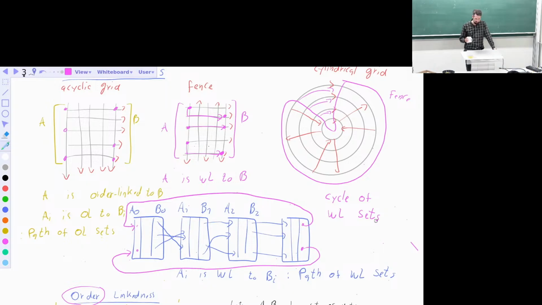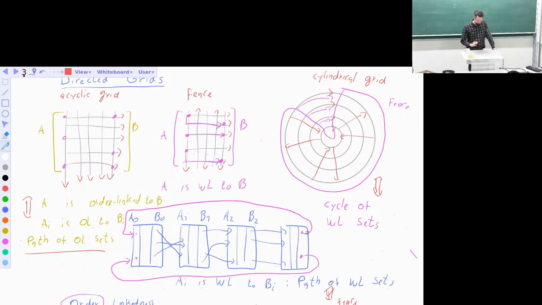And in the end, we can show that we get some functional equivalence between these two things. So the cycle of linked sets is going to contain the cylindrical grid. The path of linked sets is going to contain the fence. And the path of order linked sets is going to contain the acyclic grid. But saying this containment is not that easy, and so I'd like to argue a little bit, to do some sanity check to see if these objects are really doing what they're supposed to be doing.